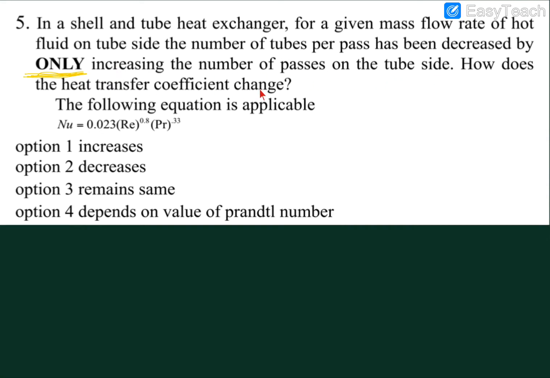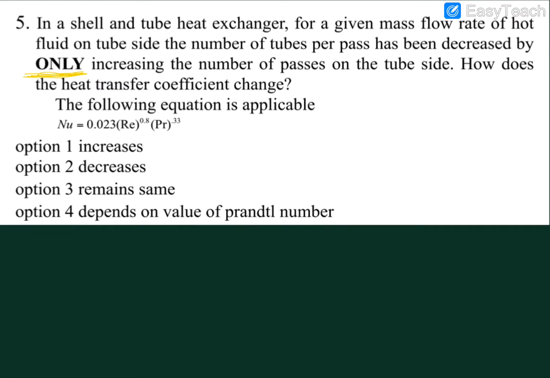How does the heat transfer coefficient change? The following equation is applicable. So this is the equation given. Nusselt is equal to 0.023, Reynolds raised to the power 0.8 and Prandtl 0.33. So what is your conclusion? Whether the heat transfer coefficient will increase, decrease, or remain the same depends on the value of the Prandtl number.